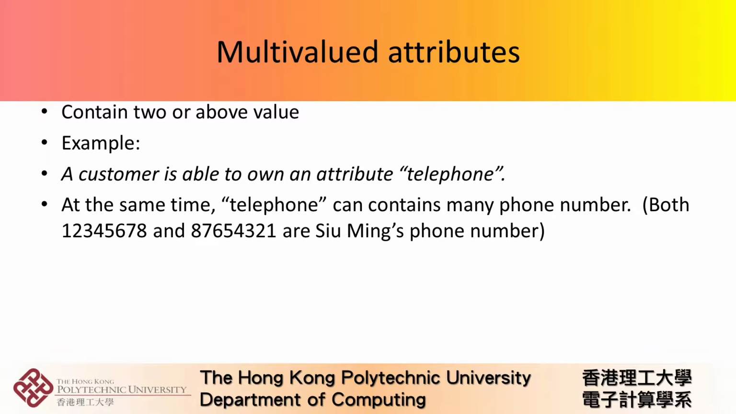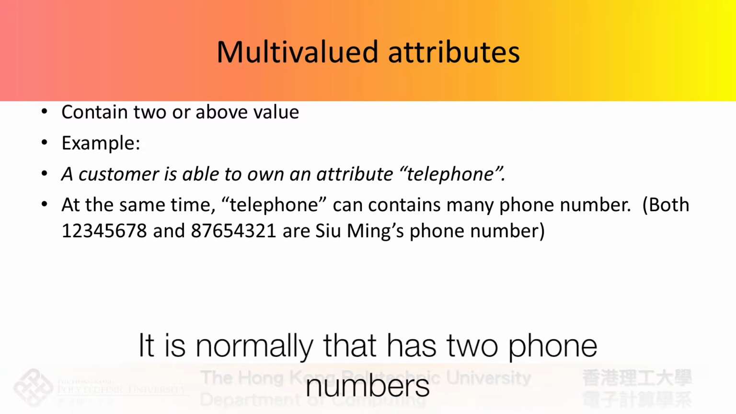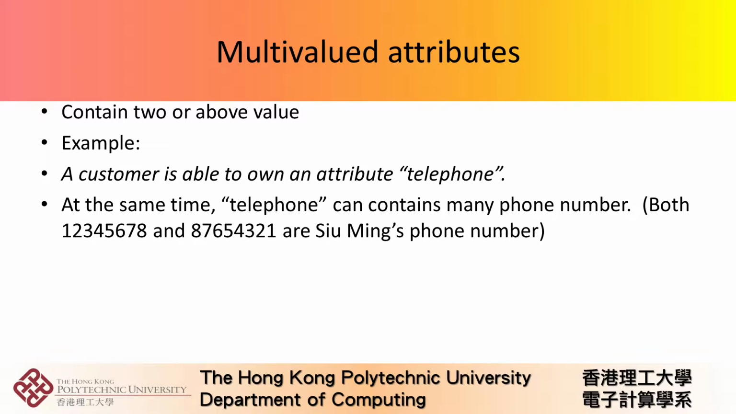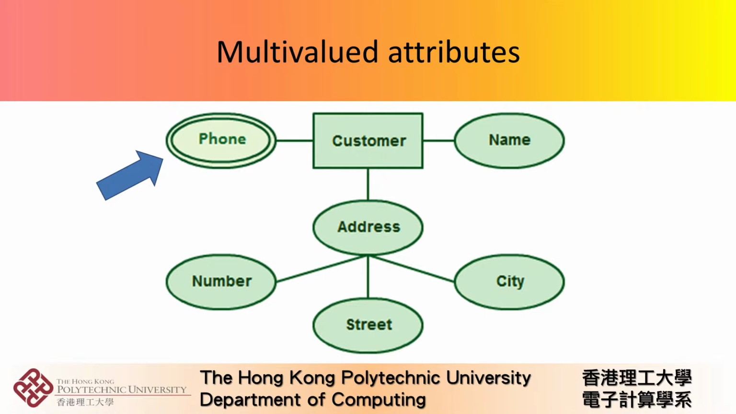For example, a customer is able to own an attribute telephone. At the same time, telephone can contain many phone numbers, which means both 1, 2, 3, 4, 5, 6, 7, 8 and 8, 7, 6, 5, 4, 3, 2, 1 can be phone numbers of the customer. When drawn in an ER diagram, phone is a multi-valued attribute of customer. Therefore, the symbol for phone should be a double-sided circle.